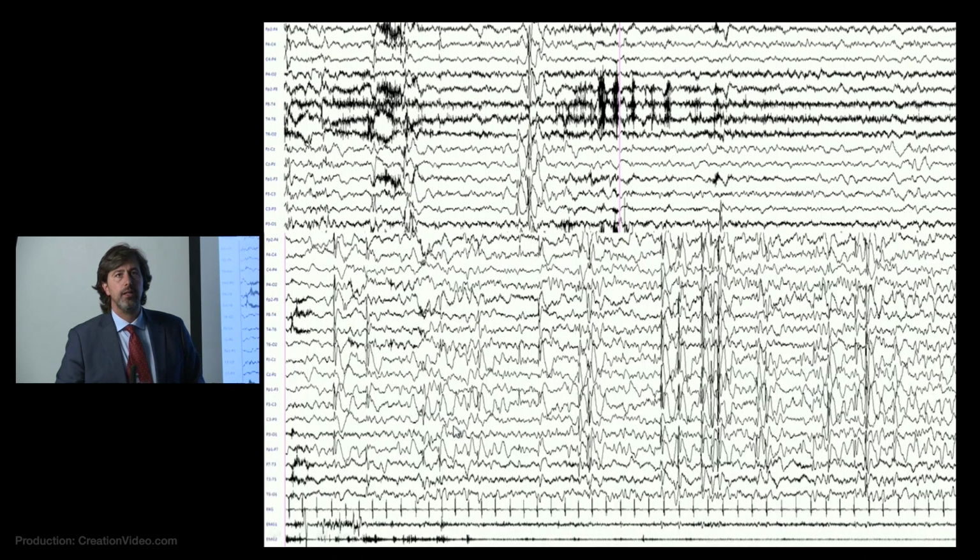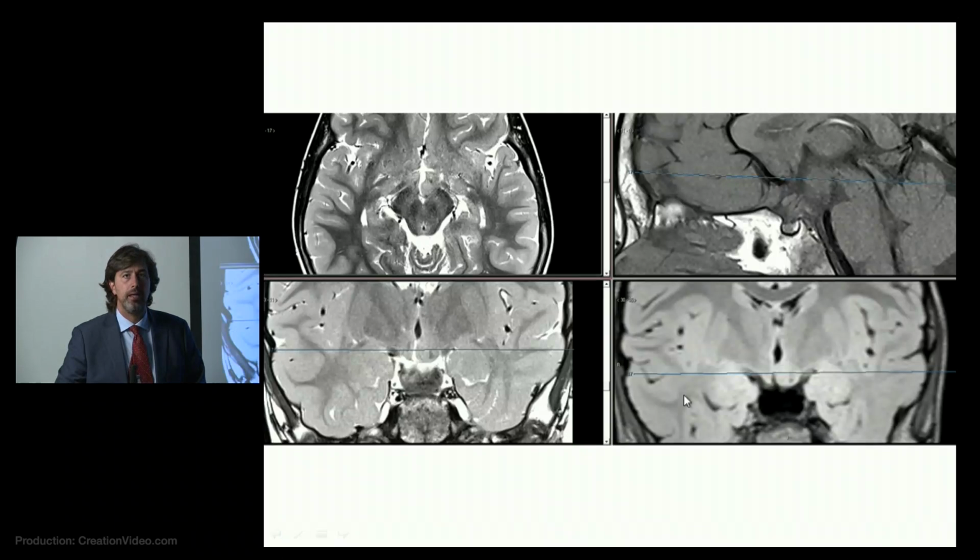And this is the interictal EEG of that child. So lots of epileptiform abnormalities, and this is what has already been called the route toward the encephalopathy. Some children might evolve to an encephalopathy status related to the seizures, related to the epileptiform abnormalities. And this is his MRI showing his hypothalamic hamartoma.